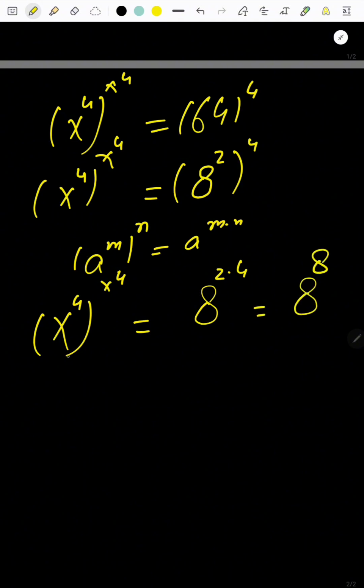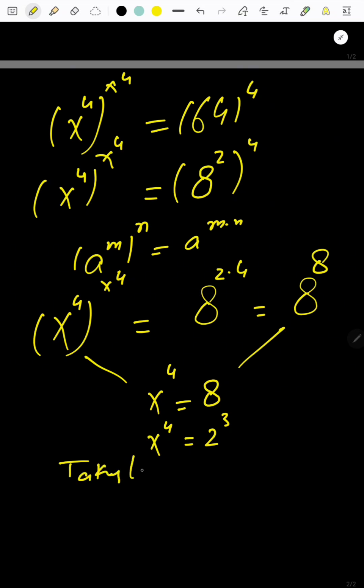Now we have a very simple form that x raised to power 4 into x raised to power 4 is equal to 8 raised to power 8. From this expression we simply have x raised to power 4 is equal to 8. Now we have a very easy form and we can easily find the value of x. Simply 8 can be written as 2 raised to power 3. Taking log on both sides, we have log x raised to power 4 is equal to log 2 raised to power 3.